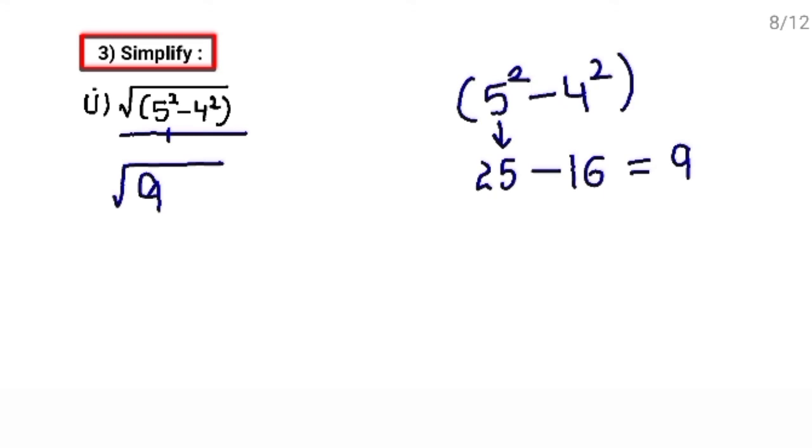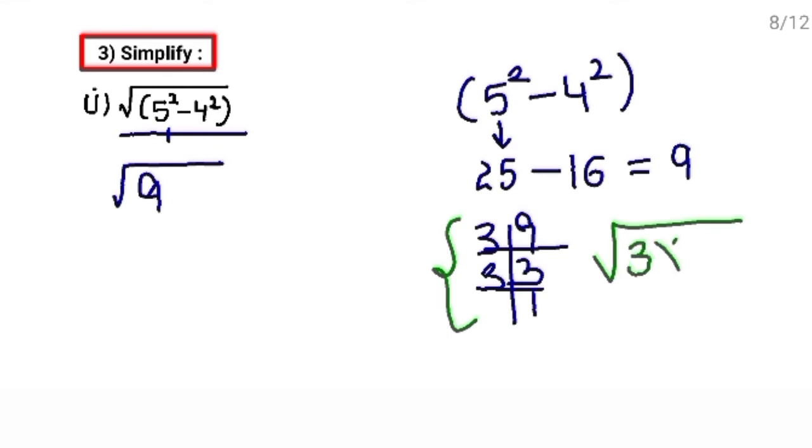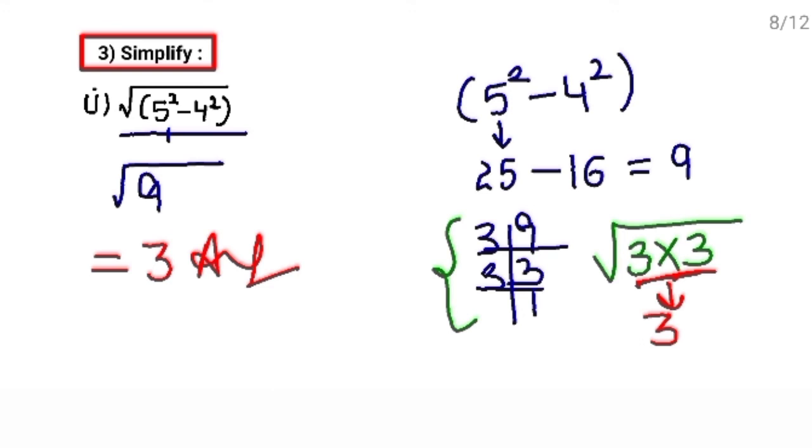Right? And what is the square root of 9? 9 can be written as 3 multiply 3. 3 3s are 9. These are the prime factors. So this can be written as 3 multiply 3. Make the pair. From the pair take 1 digit. So the value of root 9 is 3. This is your answer. Very simple.